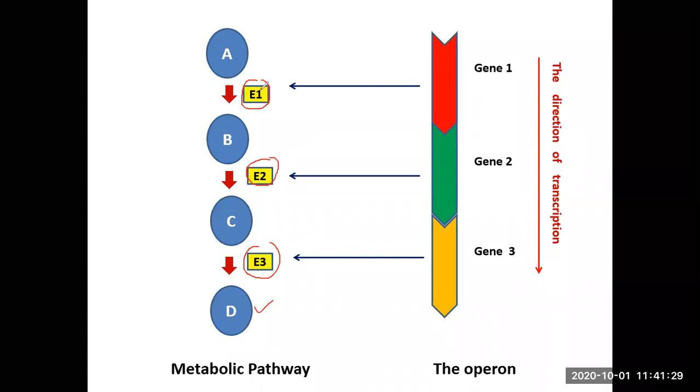So the gene which codes for enzyme E1, assuming that it is a simple protein coded by one gene, will appear first in the sequence of transcription. The gene which codes for enzyme E2, because it is required for catalyzing the second step, will come next in the transcription sequence. This is the direction of transcription. So the gene coding for enzyme E2 will be arranged at the second position.